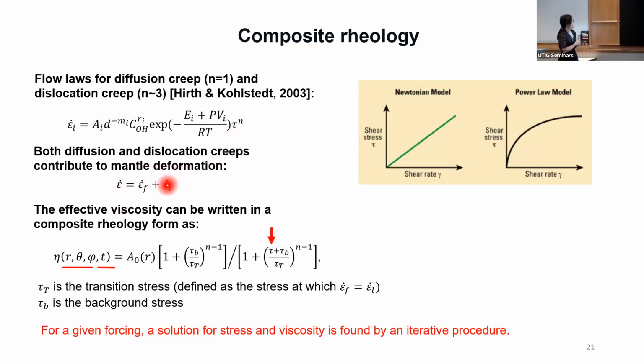And for the composite rheology, we assume that both diffusion and dislocation creep can occur in the mantle, and we combine these two and consider the effective viscosity in this formula. Now you can see the effective viscosity will have a prefactor here. This prefactor will be a combination of all of those other parameters. So we include all of those other effects into our prefactor.